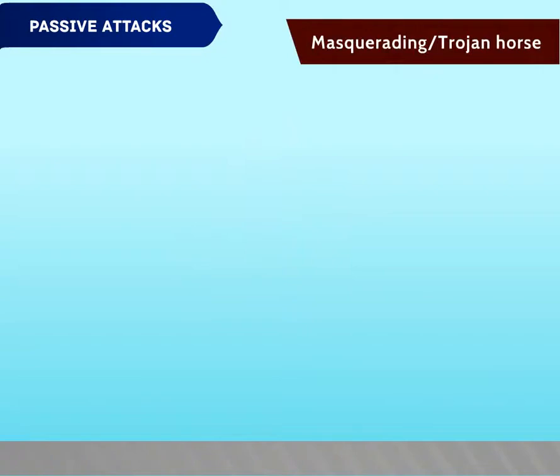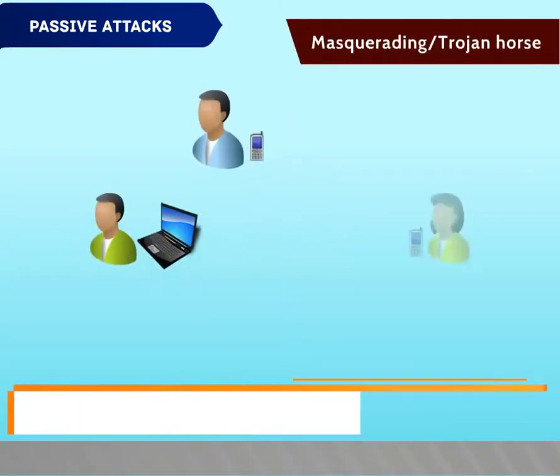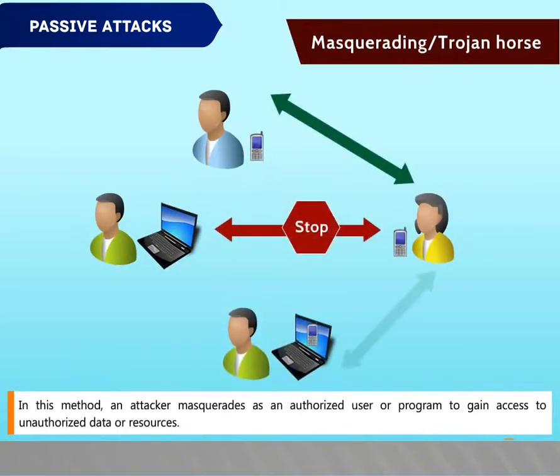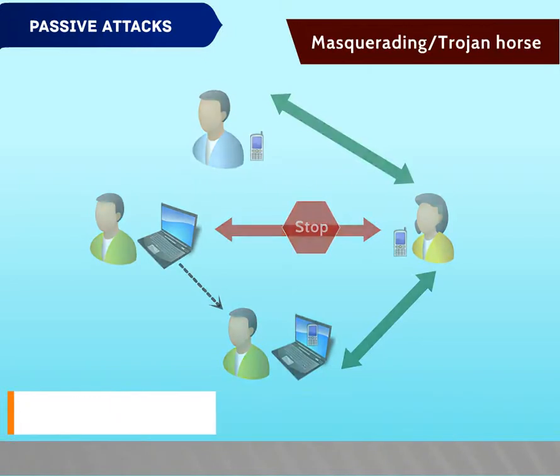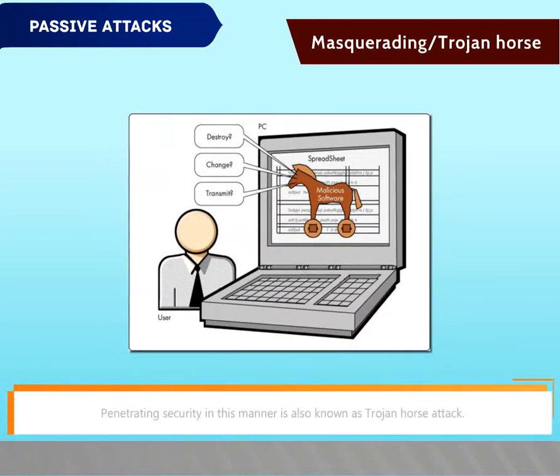Masquerading or Trojan horse. In this method, an attacker masquerades as an authorized user or program to gain access to unauthorized data or resources. Penetrating security in this manner is also known as Trojan horse attack.